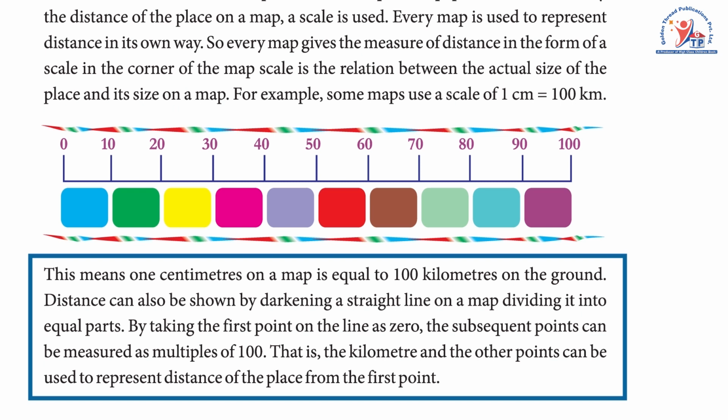Distance can also be shown by darkening a straight line on a map, dividing it into equal parts. By taking the first point on the line as 0, the subsequent points can be measured as multiples of 100. That is, the kilometer and the other points can be used to represent distance of the place from the first point.